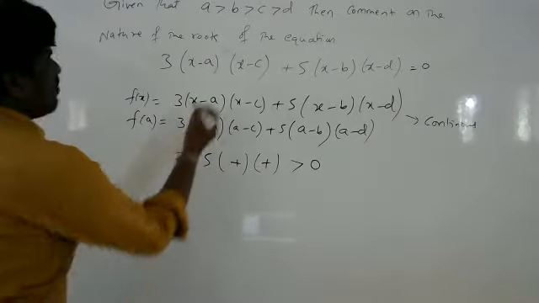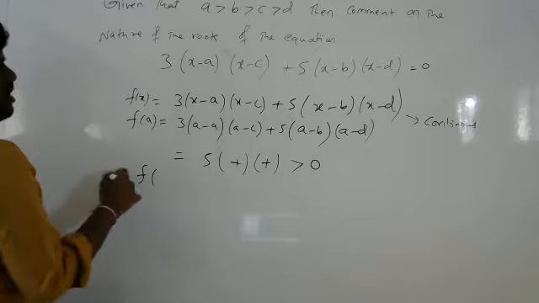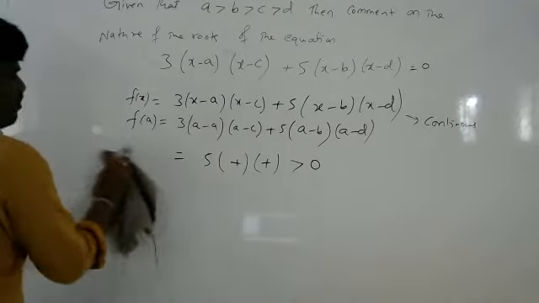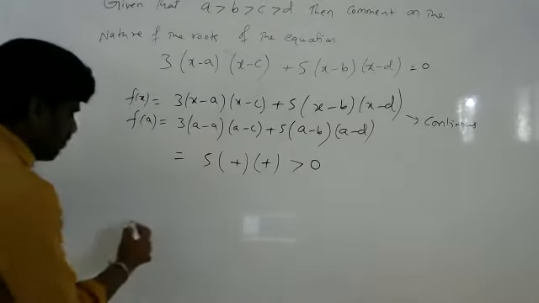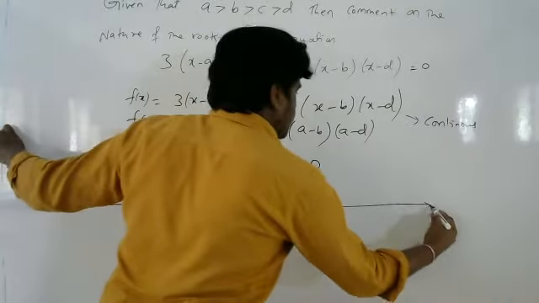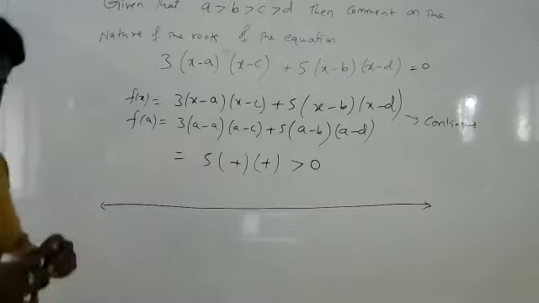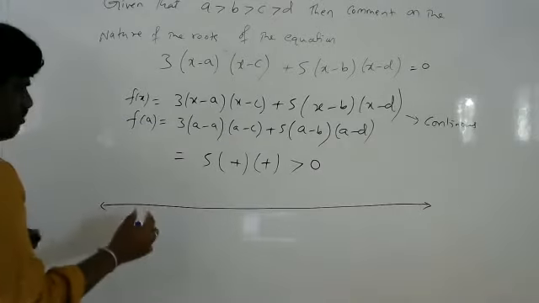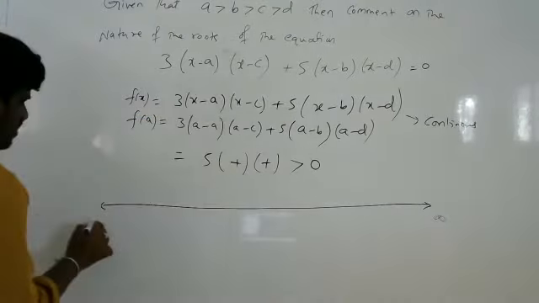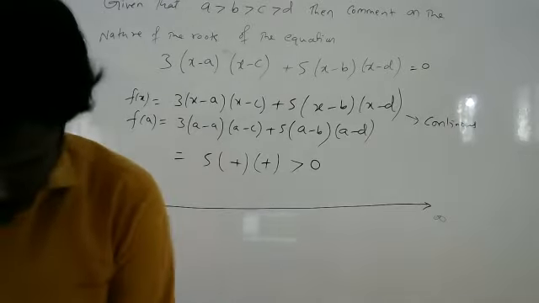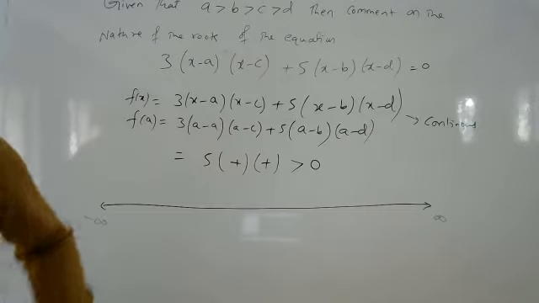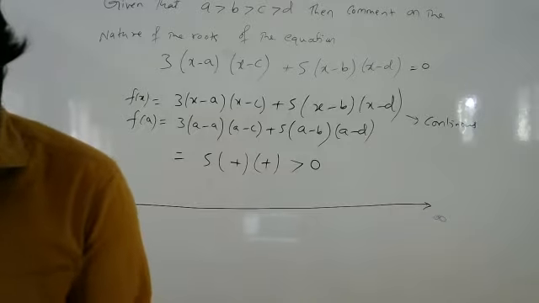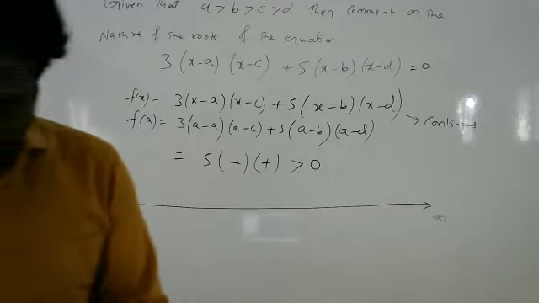Likewise, I will check f of b, c, d. If I want to comment on the nature of the roots, I have to take a number line and plot the points on it. From infinity to minus infinity, what is the order I have to take? D, C, B, A. Yes, correct.